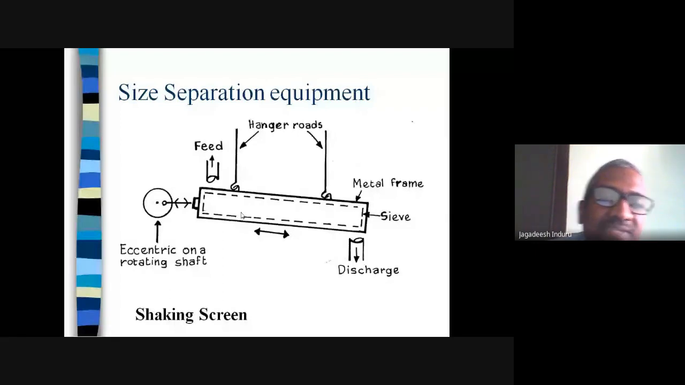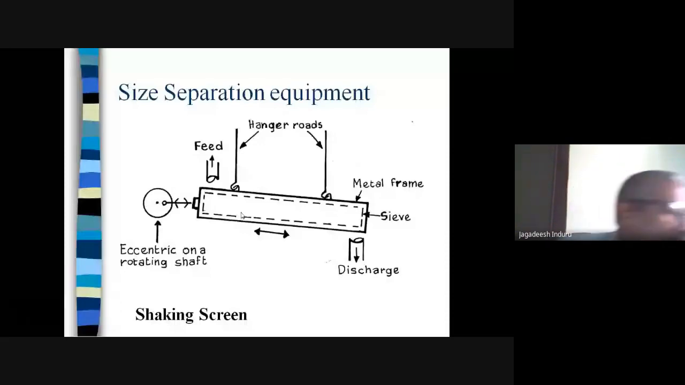Another one is the feed rate. If you allow all 100 kilo to fall in at once, it will take a lot of time. If you allow it slowly, 10 kilo per minute like that, then it will work smoothly. This is what you need to understand.